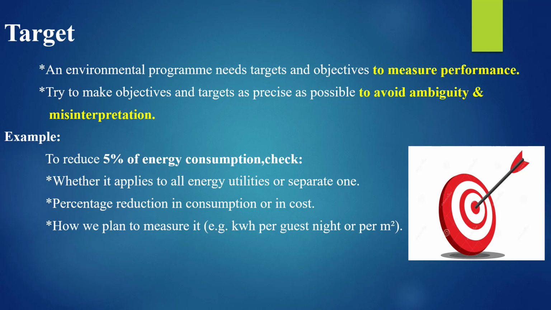For example, if you decide to reduce energy consumption by 5%, make it clear whether the target applies to all energy utilities or whether you are setting separate ones for electricity, oil, and/or gas. Whether you mean a percentage reduction in consumption or in cost. How you plan to measure it, for example, kilowatt-hour per guest night or per square meter. When you plan to meet the target and who will be responsible for managing the effort to achieve the changes.